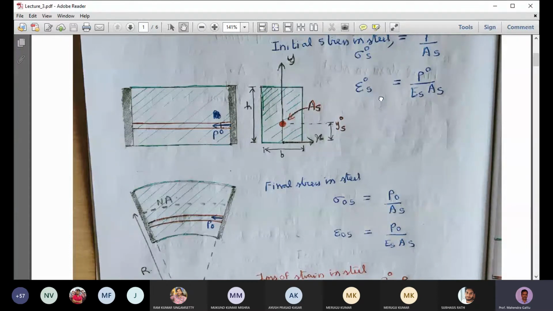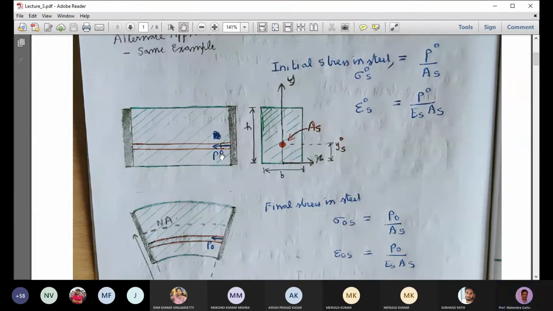So the initial stress in the steel, we will find that. The initial stress we denote by sigma naught s, and that is equal to the force in the steel bar divided by the area of the steel bar, so P superscript naught by A_s. Then we can get the strain in the steel. Strain is sigma by E, so epsilon is equal to sigma by E, which is P superscript naught by E_s A_s.